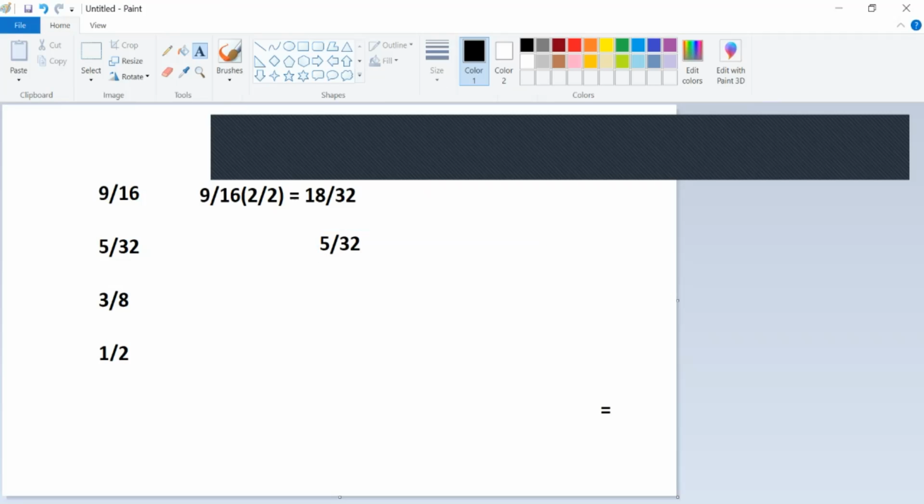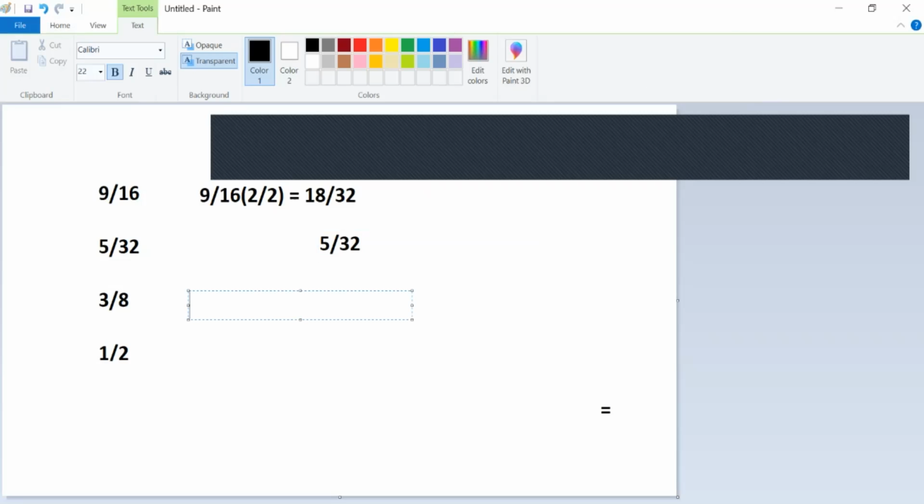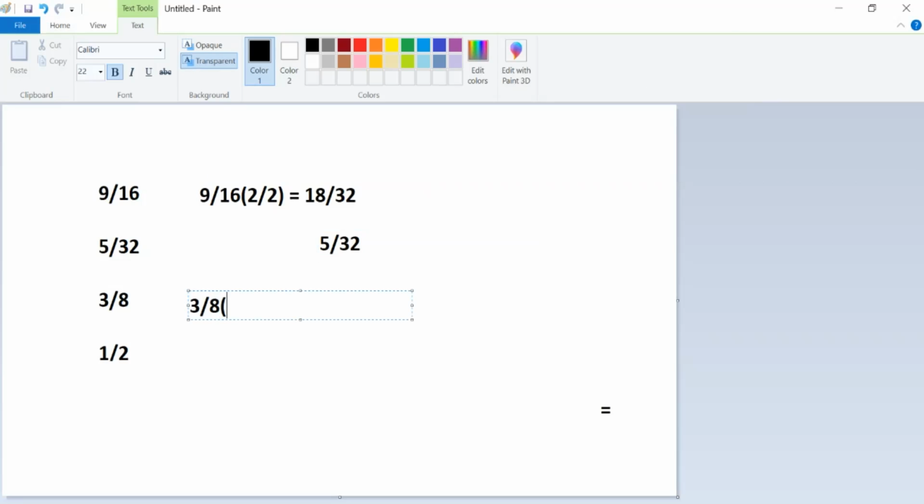The third one, what am I going to have to do to this one to make it with a denominator of 32? So you'd have to times it by 7 on the bottom. Is that right? Not 7. No, what 8 times what makes 32? It's 4, right? Yeah, 8 times 4 is 32.